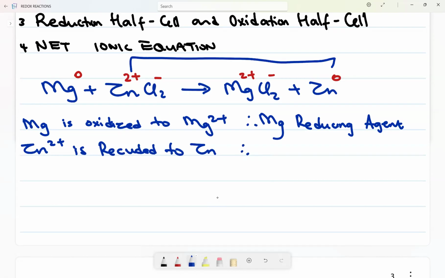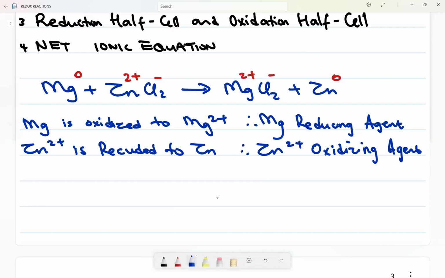Therefore, the one that was reduced is going to be a what? Oxidizing agent. Why oxidizing agent? Because for it to undergo reduction, it needed to make the other reactant undergo oxidation. Remember, for redox reactions to occur, we need oxidation and reduction occurring simultaneously.